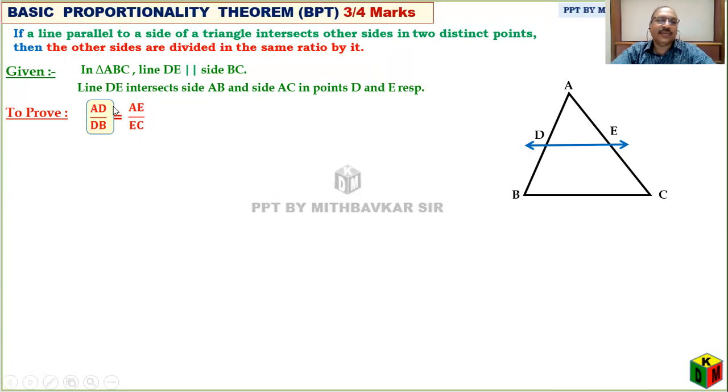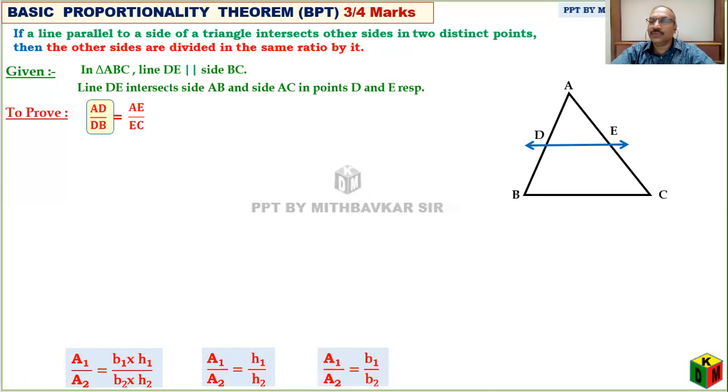Look at LHS. What we have? AD upon DB. When I started the lecture, I said using properties of areas of triangles. So let's recall all four properties. One, when bases and heights both are different, we get A1 upon A2 is equal to B1 into H1 upon B2 into H2. When bases are equal, we get A1 upon A2 is equal to H1 upon H2. When heights are equal, we get A1 upon A2 is equal to B1 upon B2. And obviously, the fourth one, when bases and heights both are equal, we get A1 is equal to A2.